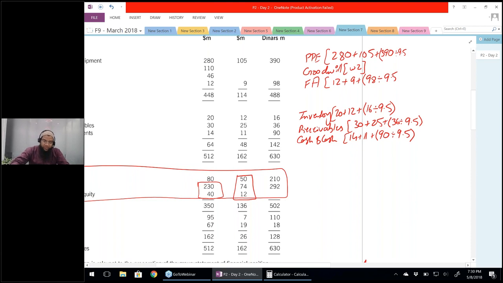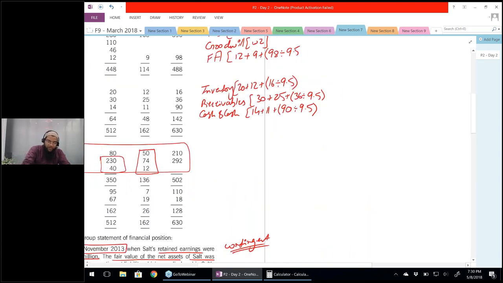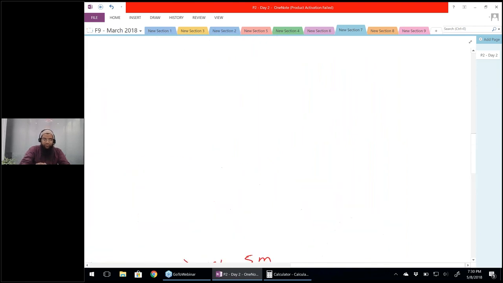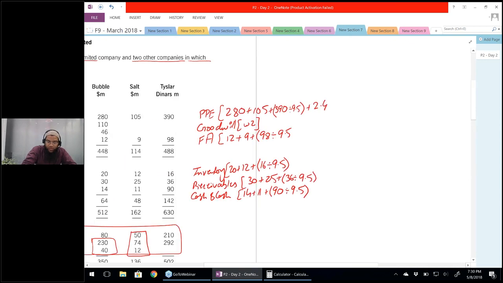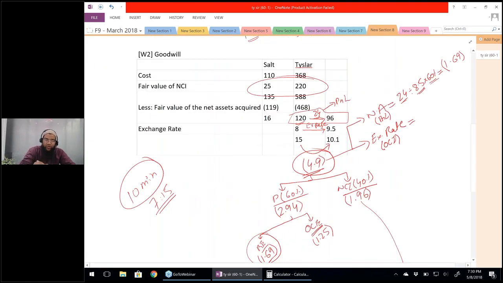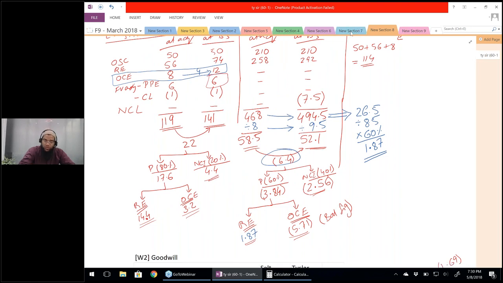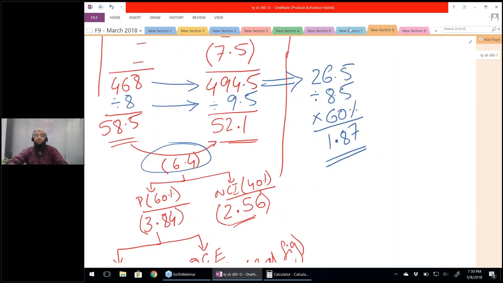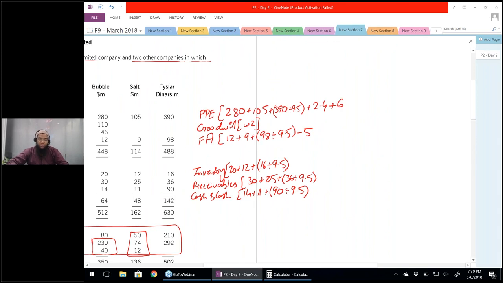Now let's see the adjustment. In adjustment, we have credited financial asset and debited PPE. So PPE debit means plus 2.4 and minus 5. Apart from this, we had some fair value adjustments in working one also. So if I move to working number one, we need to add 6 in the property, plant and equipment as well. So I'm writing plus 6. Any other adjustment left? No, let's close this.